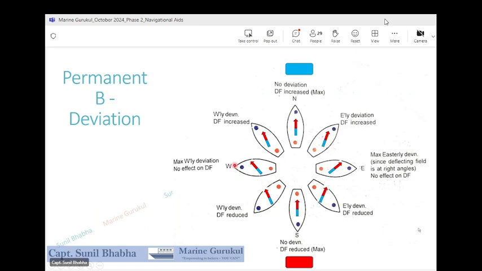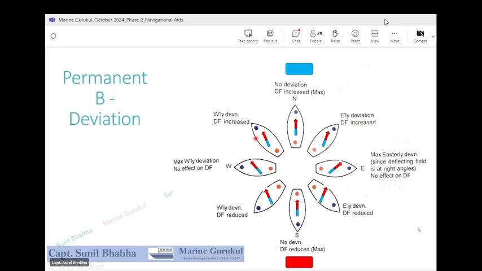When the ship is heading in the westerly direction, this westerly deviation becomes maximum because the poles of the ship are at right angles to the poles of the Earth. The blue pole to the west of the compass needle attracts the red end towards it, generating a westerly deviation. Similarly, the red pole of the ship at the stern attracts the blue end of the compass needle, generating a westerly deviation. So maximum westerly deviation is generated on westerly heading.